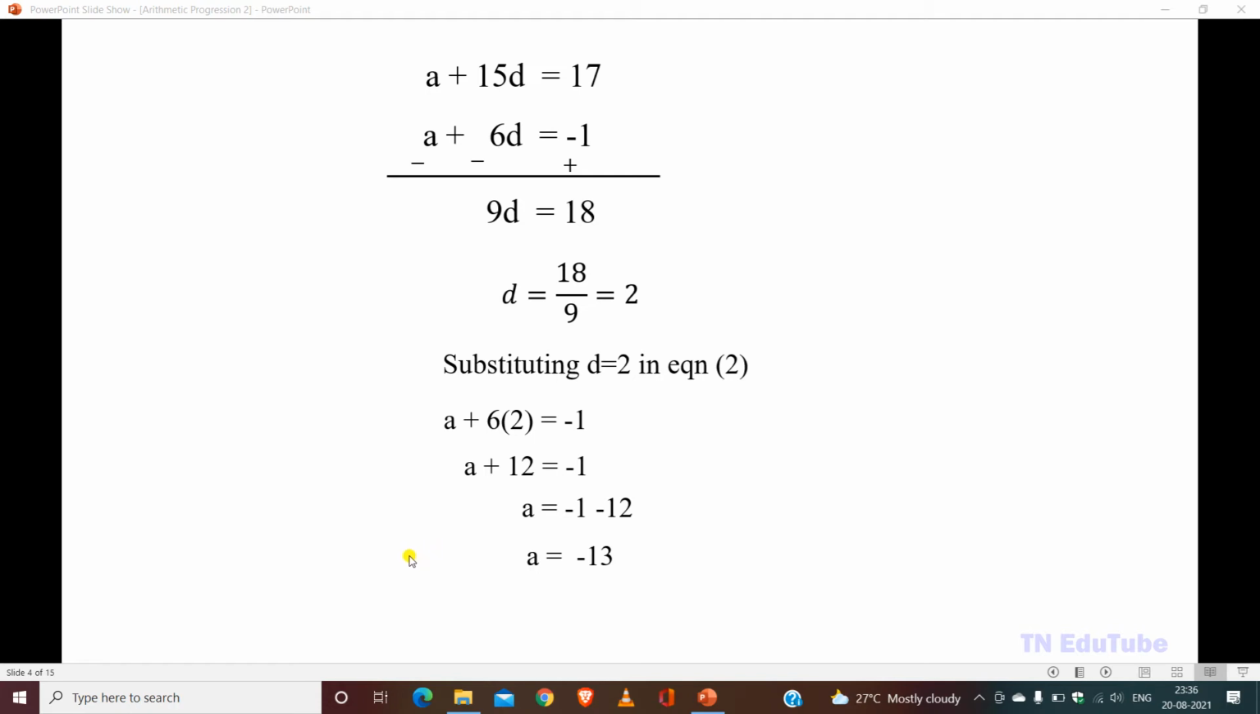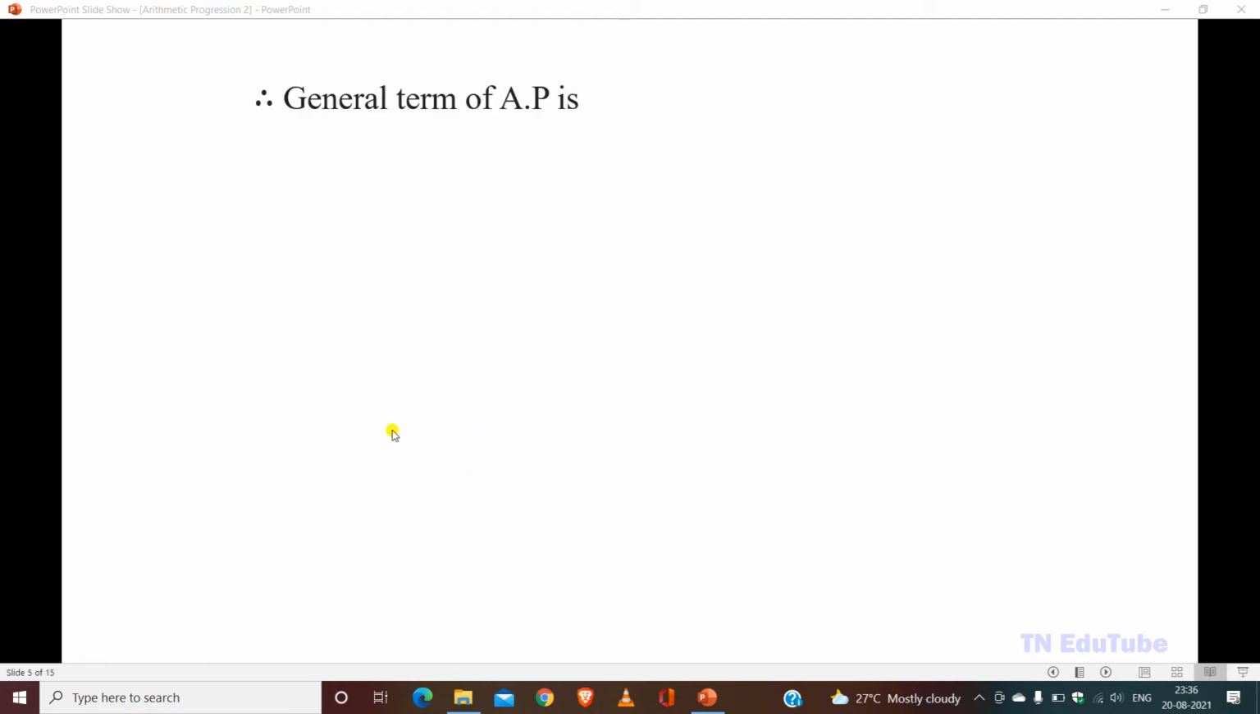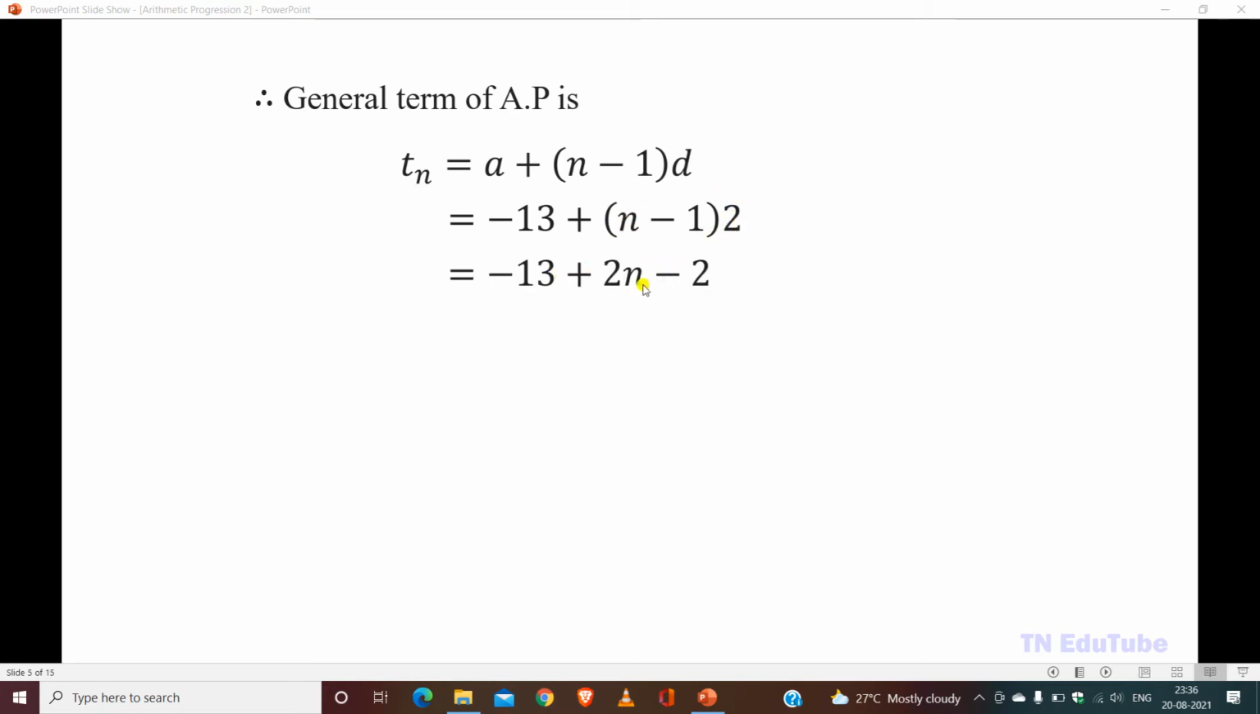Then you have to find the nth term. The general term of an AP is Tn is equal to A plus (n minus 1) into D. Substitute the values of A and D. So you get minus 13 plus (n minus 1) into 2. Multiply inside the bracket with 2. So you get minus 13 plus 2n minus 2. Minus 13 and minus 2 have the same sign, so you add and put the same sign. So you get minus 15 plus 2n. You should write the 2n first because it is positive. So 2n minus 15 is the nth term of the AP.